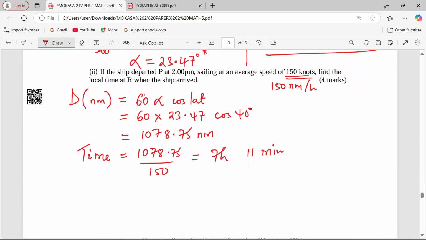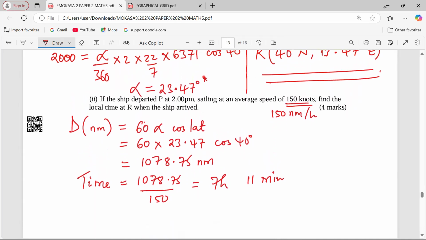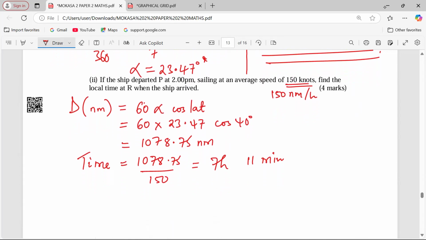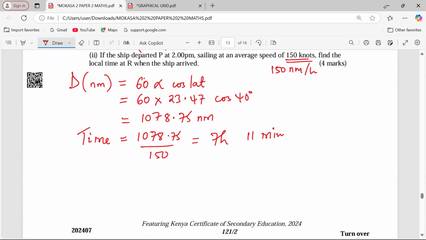Then we talk about time difference now. P and R are not places on the same longitudes. They are in different time zones. So when the time zones are different due to the longitude differences, then we need to talk about time conversion. At the time it was 2 p.m. at P, it wasn't 2 p.m. at R. R is to the east, so R is ahead in time. This is how we calculate the time difference.